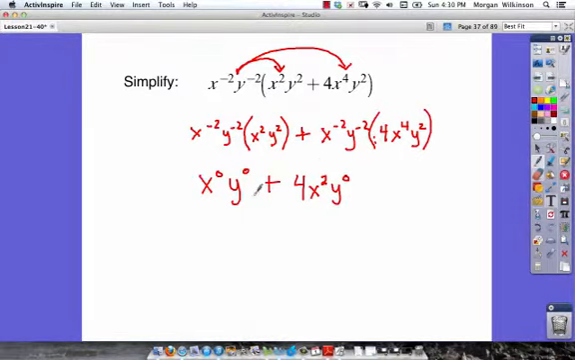Now let's simplify. X to the 0th and y to the 0th, that's like saying 1 times 1. We all know that's 1. Plus 4 x squared times 1. Now we don't need to write that times 1. We can go ahead and erase that, so that we get our final answer of 1 plus 4x squared. And we're all done.